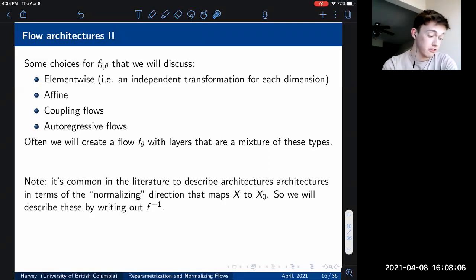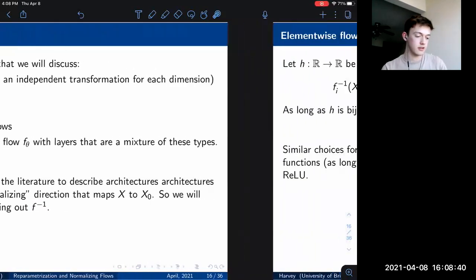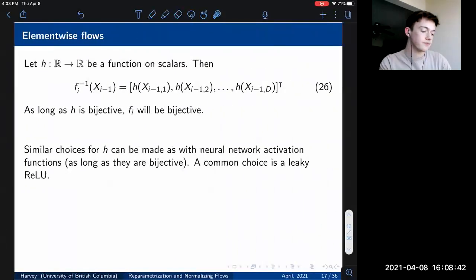The other thing I'll say before I start defining all of these layers is we're going to be defining them in terms of the normalizing direction. This is the direction that takes data, takes x, and maps it to the normalized distribution, or to x0. This is the normal way that people define these in the literature. So even though we're calling it f inverse, it's what we're going to be writing out when we define these layers. So with that, we'll start talking about element-wise flows.